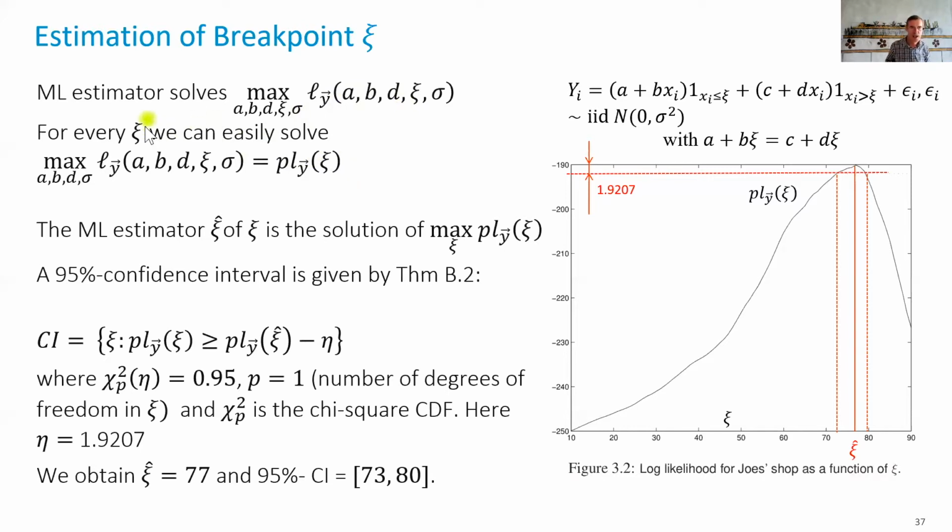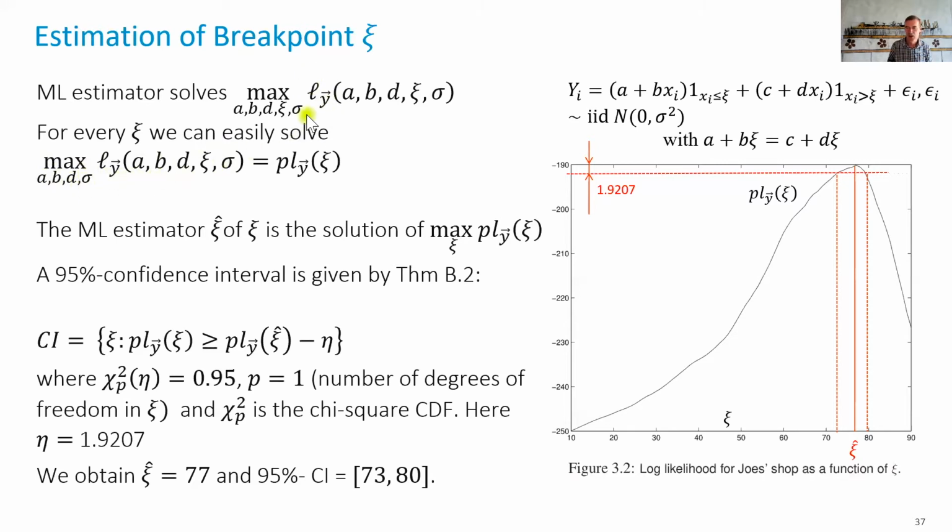First, for every xi, if xi is fixed, I can easily solve this optimization problem. Remember, this optimization problem is the likelihood. Here, the likelihood is given by the PDF here. Then for every value of xi, I can easily solve the optimization problem. This is given by a projection matrix. So I can compute the corresponding value of A, B, D, and sigma.